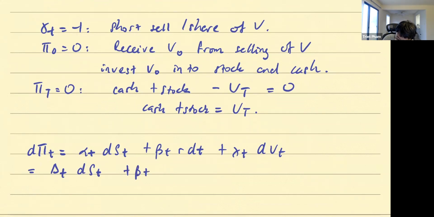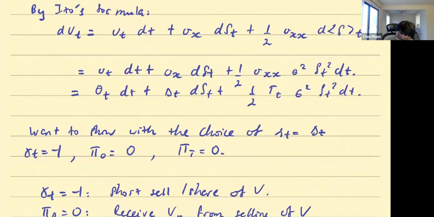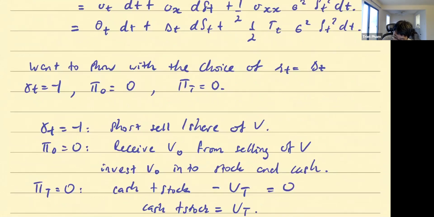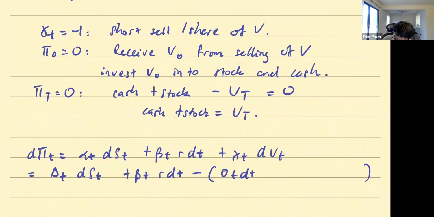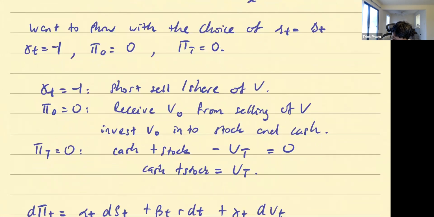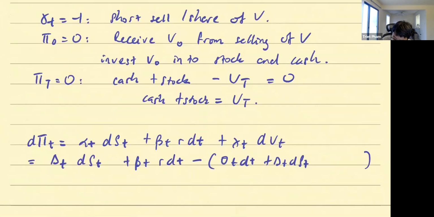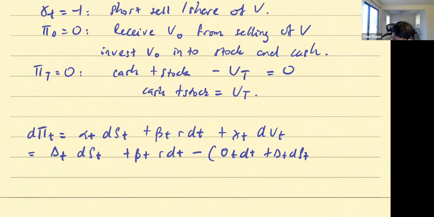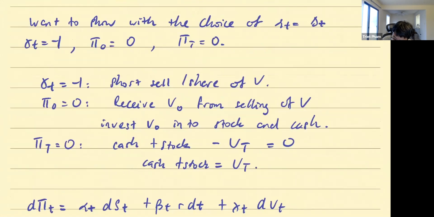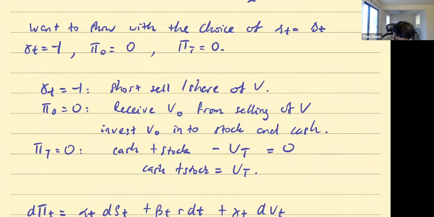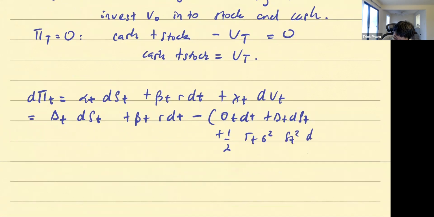And then beta t rdt, okay? Gamma is -1. What is the change in the option? The change in the option is right here, so let's put that in. Theta t dt plus delta t dSt, and then plus 1/2 gamma t sigma square St square dt. Okay, like that.